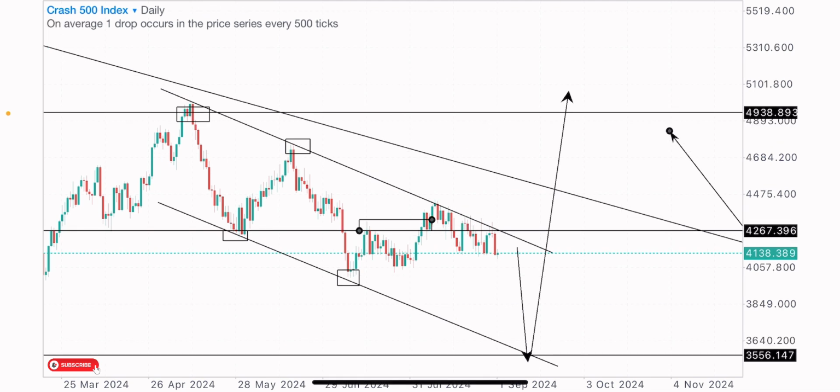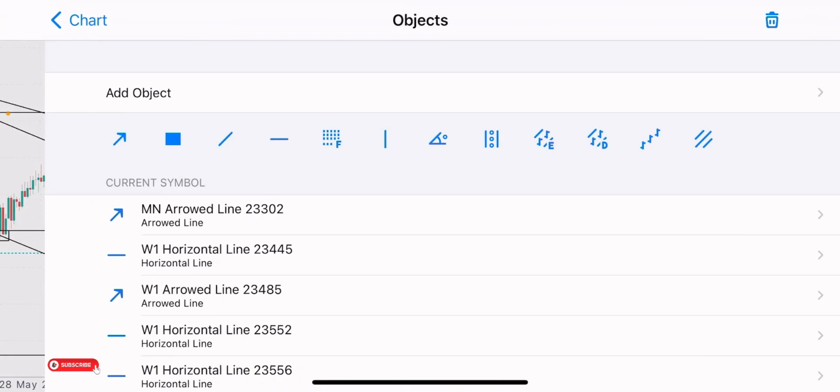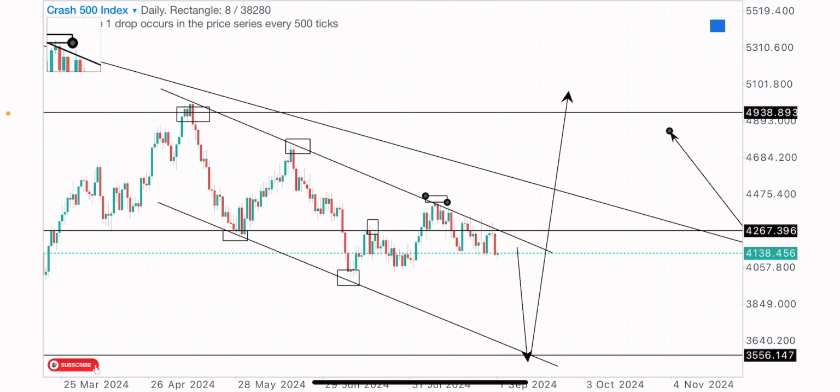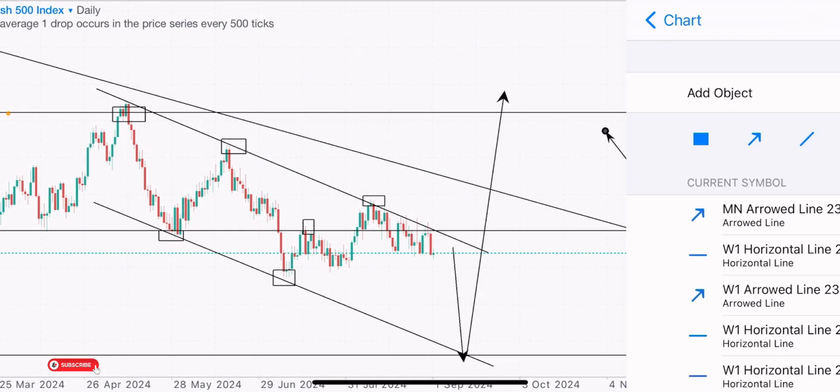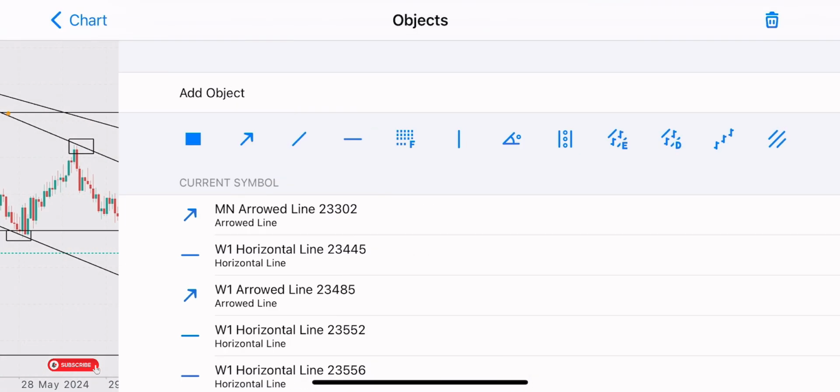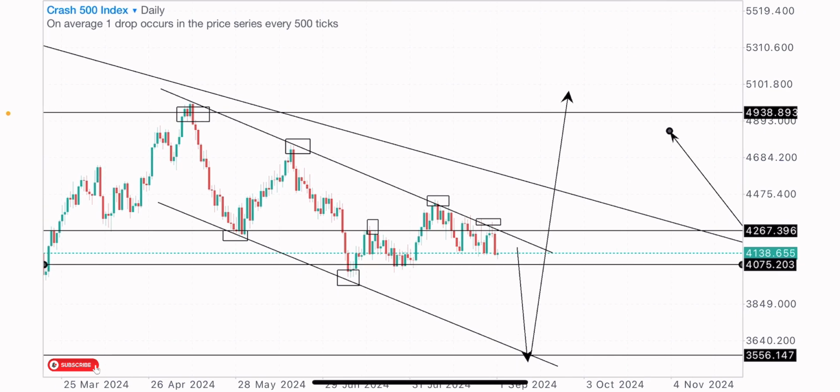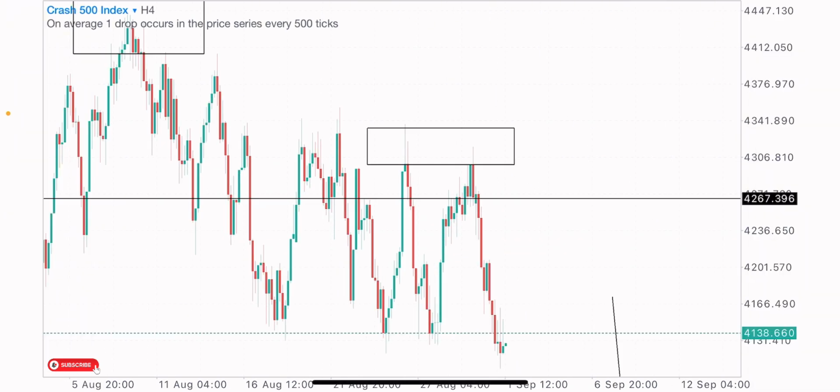And looking at this formation, the market is creating a bearish reversal pattern, which is the head and shoulders pattern, getting the left shoulder there, the head at this point, and the right shoulder which has formed. So on the break of this neckline, we get massive sells to the downside on Crash 500 index.